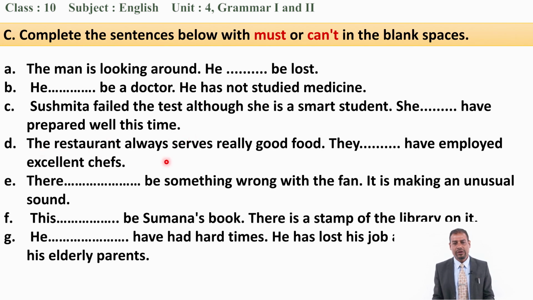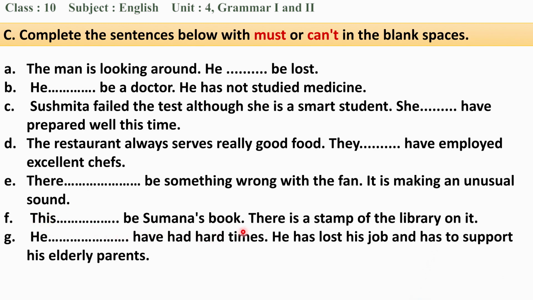D. The restaurant always serves really good food. They dot dot dot have employed excellent chefs. E. There dot dot dot be something wrong with the fan. It is making an unusual sound. F. This dot dot dot be Sumana's book. There is a stamp of the library on it.